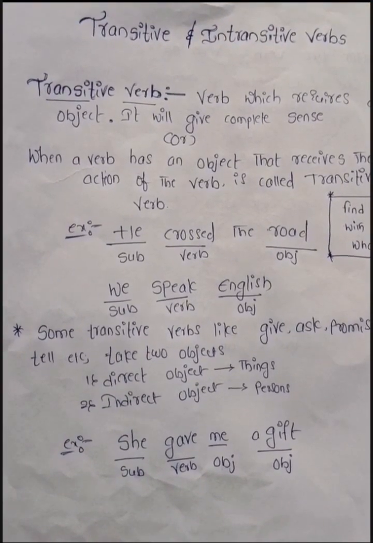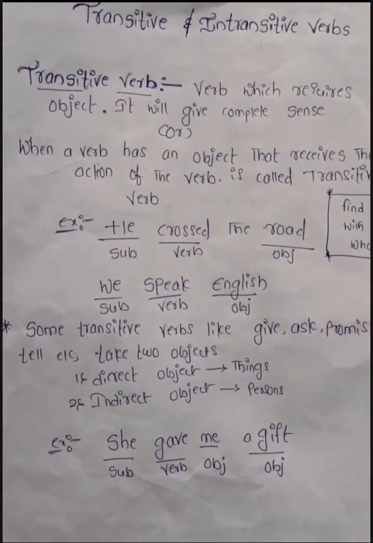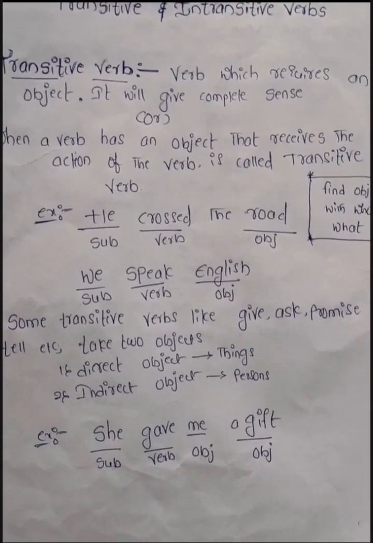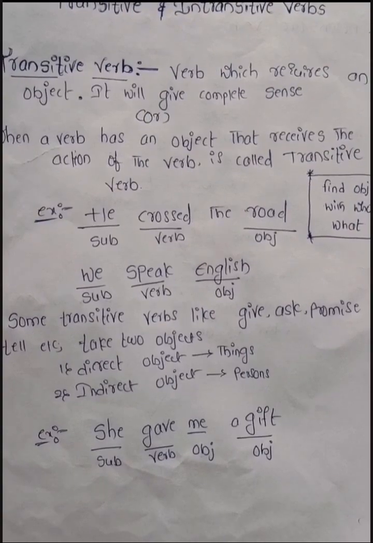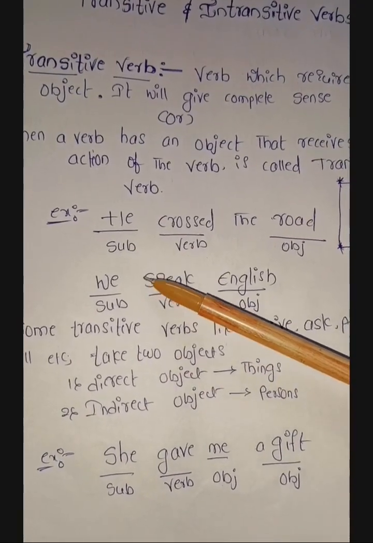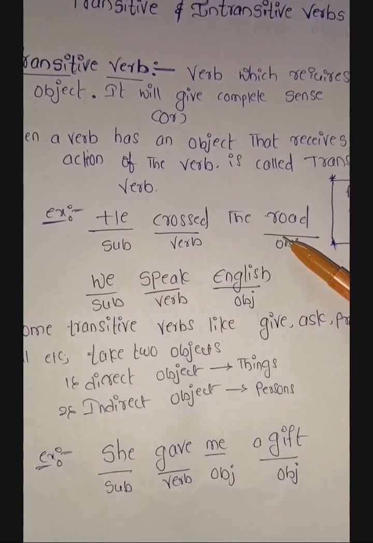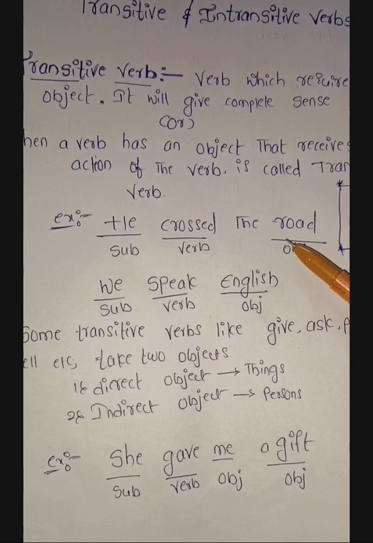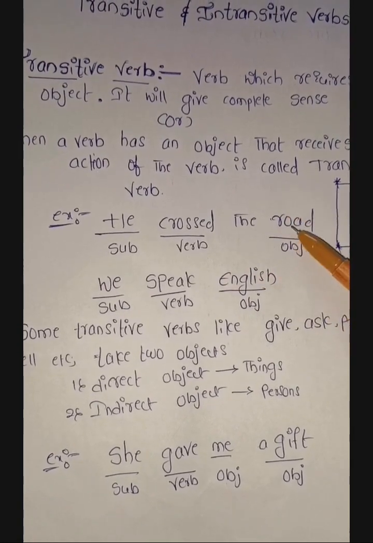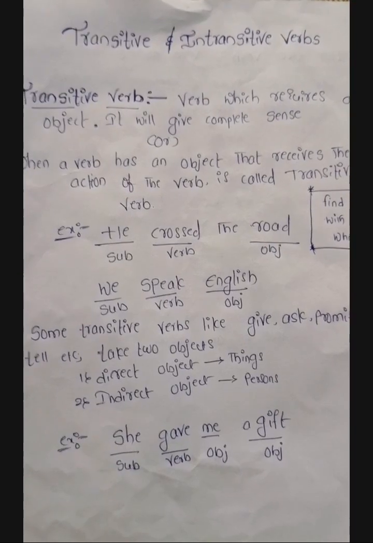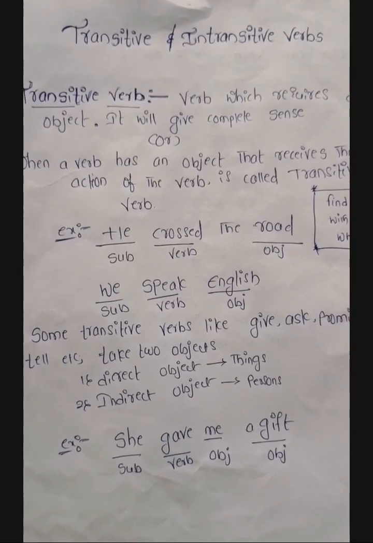A transitive verb is a verb that has an object that receives the action of the verb. For example, he crossed the road. Here the road is an object, crossed is a verb, and he is a subject. It is the doer of the action. The road, the object, is the receiver of the action. It is the verb crossed. He crossed the road. Here the object is there after the verb, so it is a transitive verb. Okay, it is clear. If a statement contains an object, it is a transitive verb.